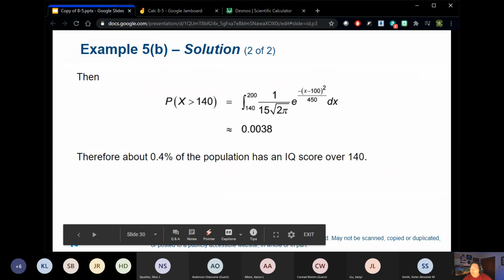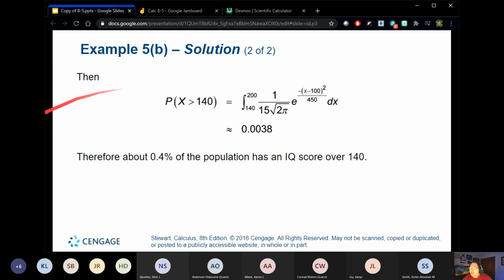When you plug this one in, you'll get 0.0038. So about 4% of the population has an IQ of greater than 140. For reference, Einstein's IQ is 160. And apparently the smartest guy on Earth right now, his IQ is 208.